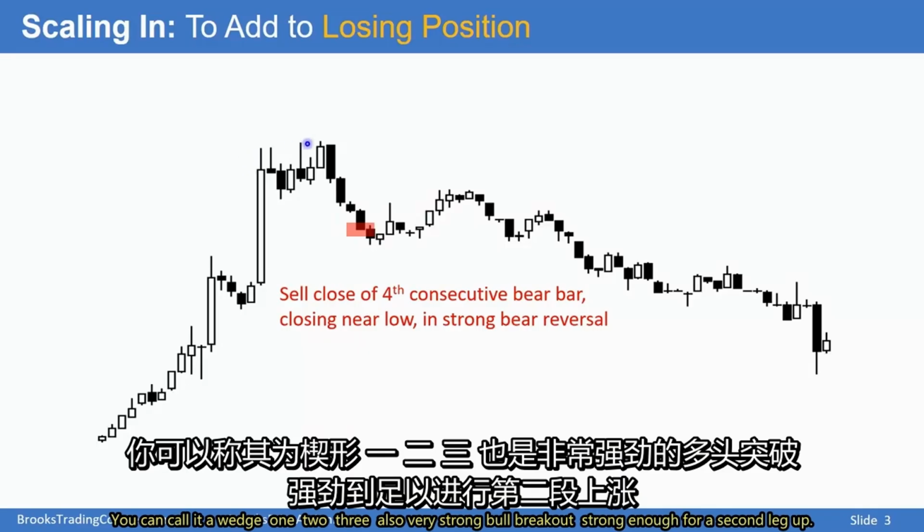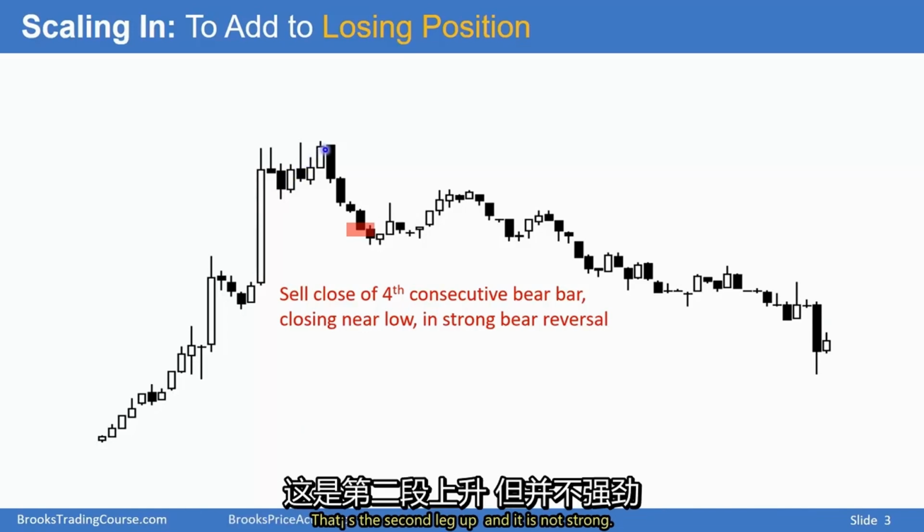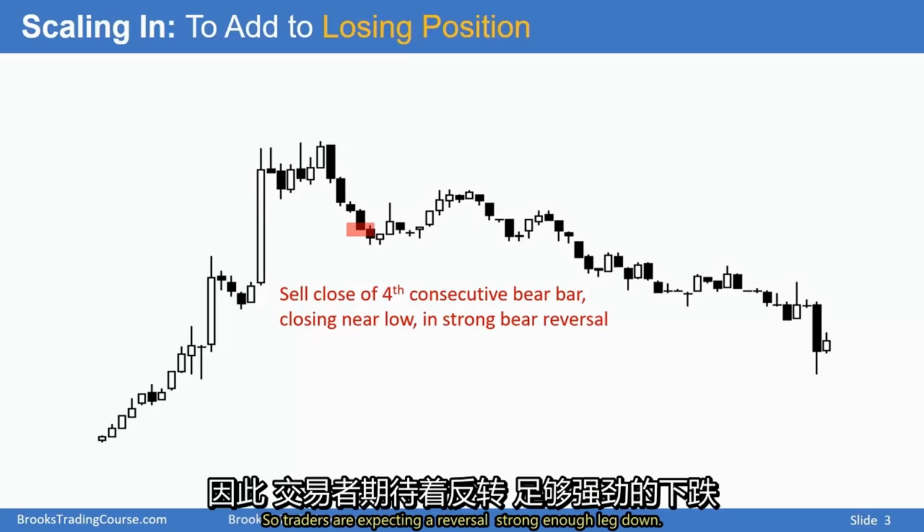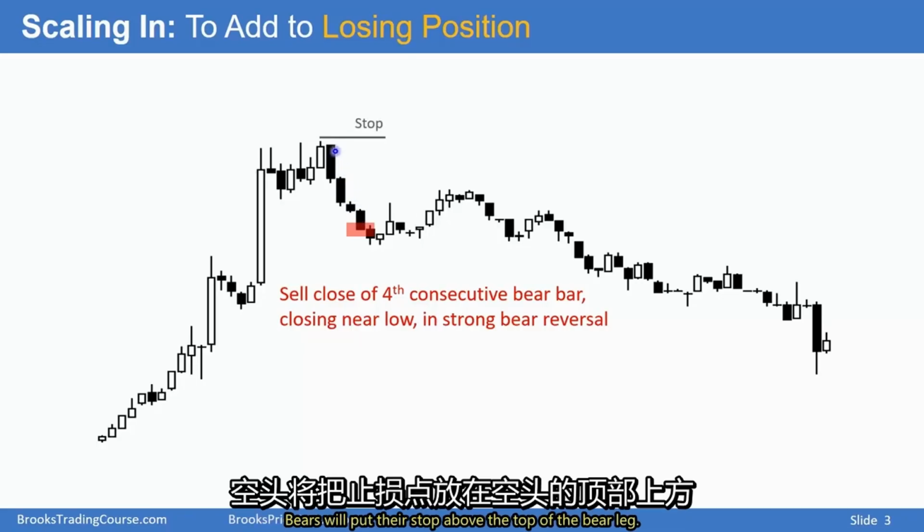You can call it a wedge. 1, 2, 3. Also, very strong bull breakout. Strong enough for a second leg up. That's the second leg up. And it is not strong, so traders are expecting a reversal. Strong enough leg down, bears will put their stop above the top of the bear leg.